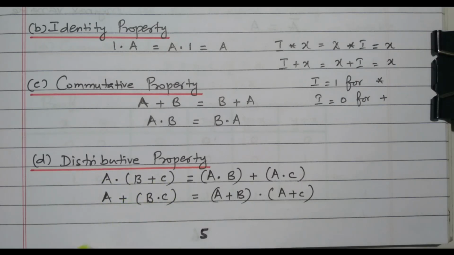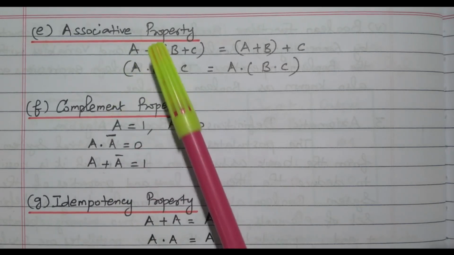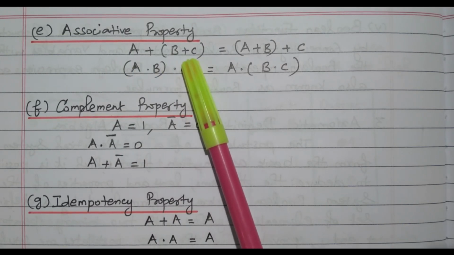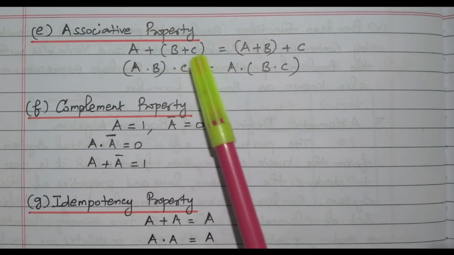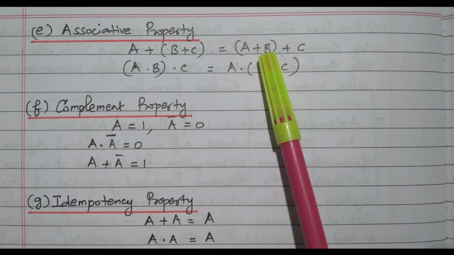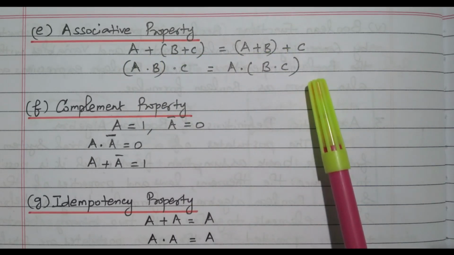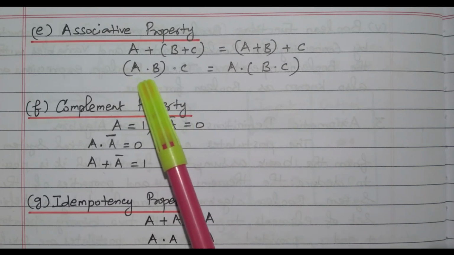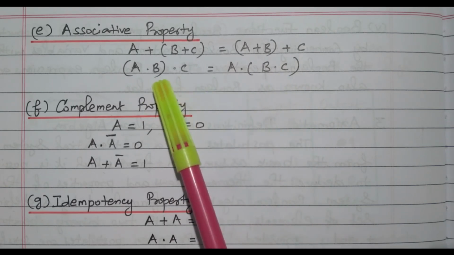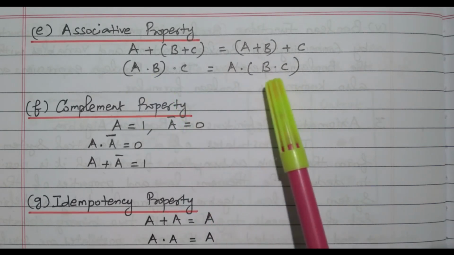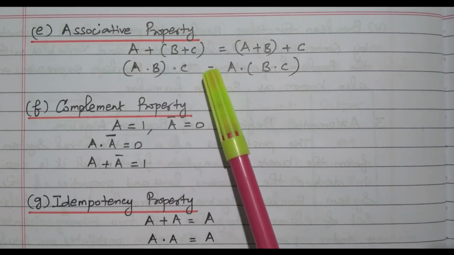Now we'll go to the next property. The next is the associative property. A plus (B plus C) can be written as (A plus B) plus C. We can add B plus C together or A plus B together, both are the same. In the case of the dot product, A dot (B dot C) is nothing but (A dot B) dot C. So we can combine A dot B or B dot C together, both are equal. So that comes under the associative property.